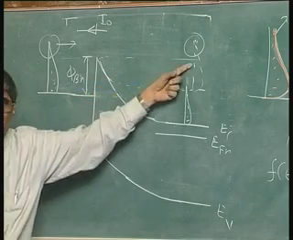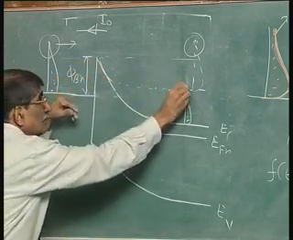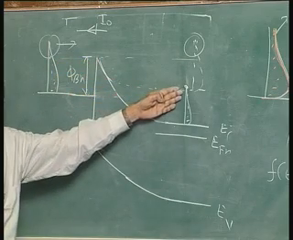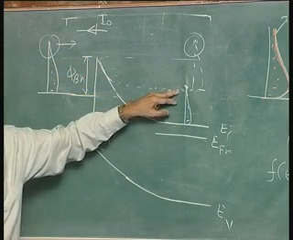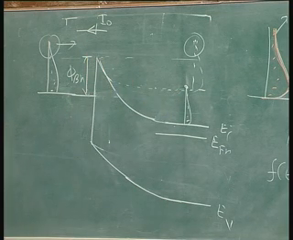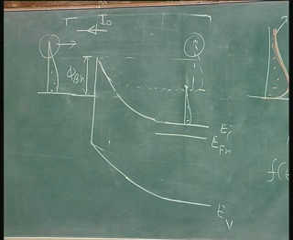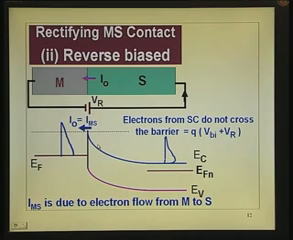What about this transfer of electrons from the semiconductor to the metal? That has dipped down, because the maximum energy that these electrons have in the semiconductor is up to that point. Beyond that point, they can't cross the barrier. They don't have the energy to climb up the barrier. So, they stay there. So, the entire electron flow is due to the transfer of electrons from the metal to the semiconductor, which is actually I naught, and there is no transfer of electrons from the semiconductor.